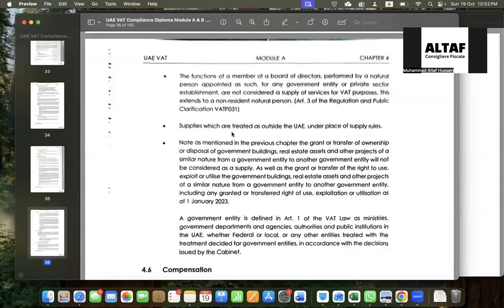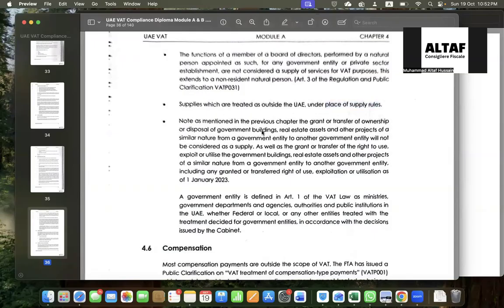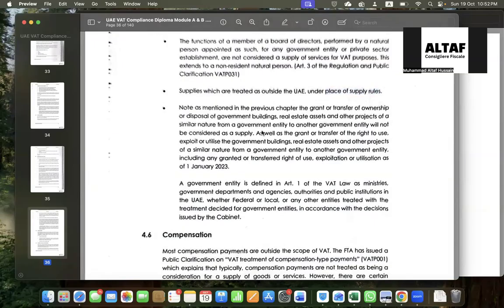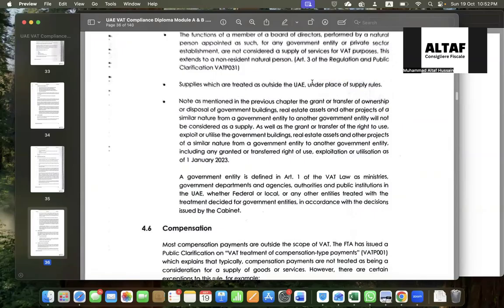Supplies which are treated as outside the UAE under the place of supply rules. We are going to read the place of supply rules in detail later. But if there is a supply which is outside of UAE, maybe a third port sale, picking the goods from China, sending to Africa, goods never enter UAE, this is one of the examples of supplies that have taken place outside of UAE, so they will be out of scope.